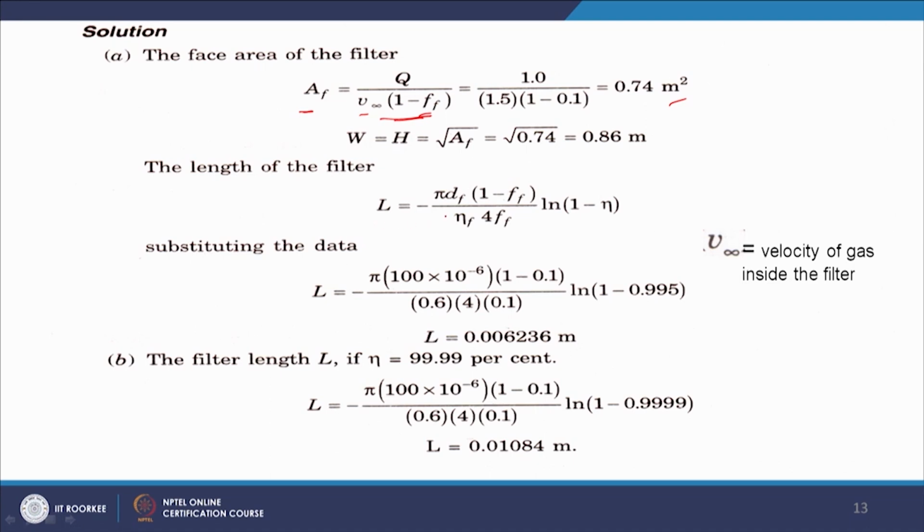The length of the filter L is equal to again pi d f, 1 minus f f, ln 1 minus eta f, over 4 f f. So, we will be putting this value: L is equal to pi into d f, 100 into 10 to the minus 6, so 100 micron will be 10 to the minus 4 meter, 1 minus 0.1, and pi f, 4 into 0.1, and this value is equal to 0.6, and ln 1 minus 0.995 for 99.5% efficiency, it is given. So, we are getting L equal to 0.006236 from this expression. For the filter length L if efficiency is 99.9%, the same expression will be used, replacing this value with 0.9999. So, L value will be 0.01084 meter.